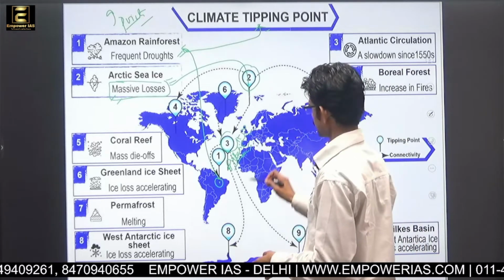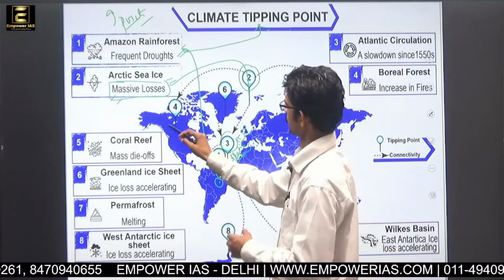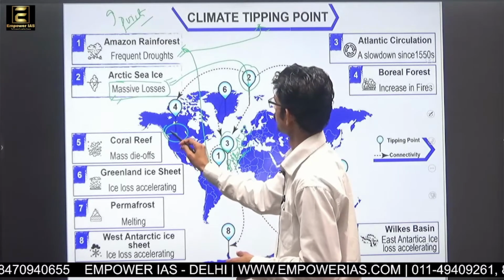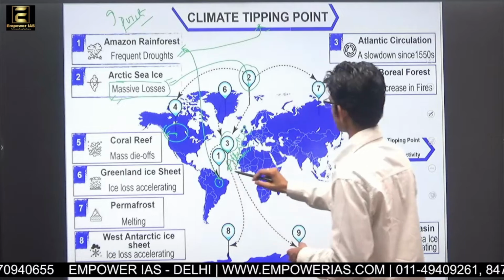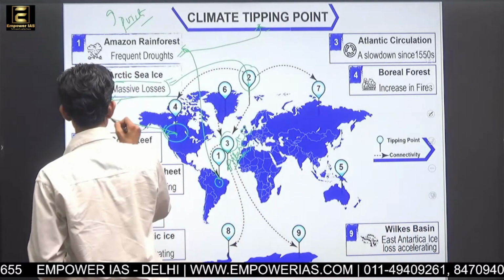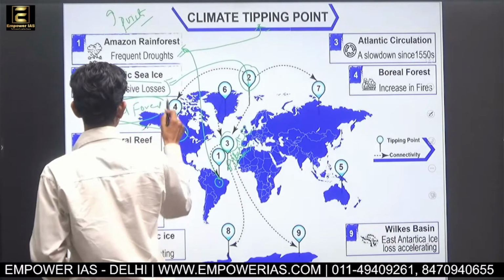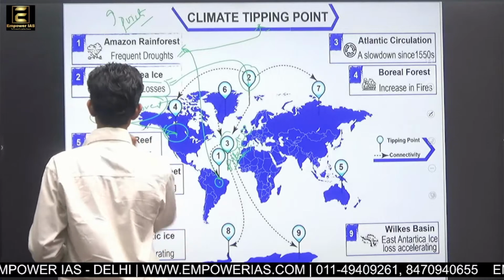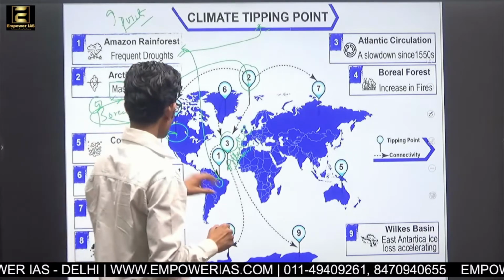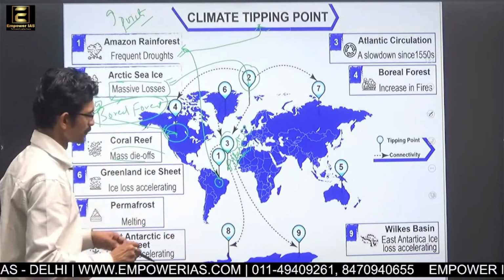Then the fourth tipping point goes in the area of the American basin. So American plateau के बीच में fourth tipping point है, that is again a part of the boreal forest. वैसे वन जिनमें boreal forest होते हैं, that is a part of the fourth tipping point. Fifth is the coral reef mass die-offs. Fifth tipping point जहाँ पे coral reefs आपको दिख रहे हैं.